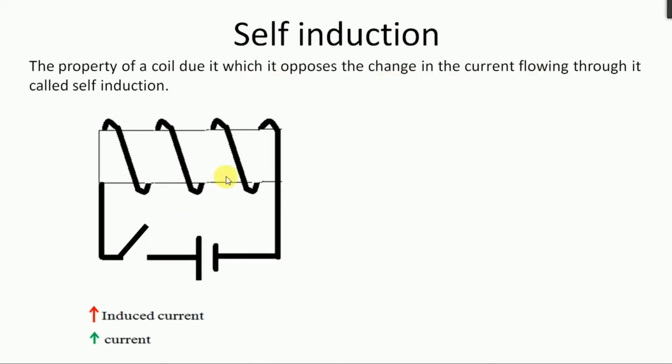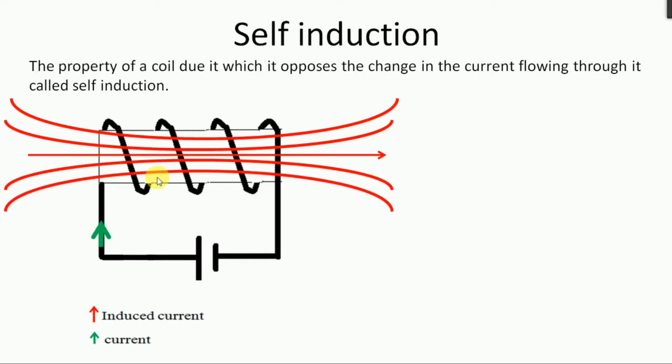As you can see out here we have a coil or solenoid, or we can say even an inductor. Another name for solenoid is inductor. Right now there is no magnetic field, so when I switch this on, the current will flow and a magnetic field will be produced. Now you can see there is a change in magnetic flux. Previously there was no magnetic field, now there is. So due to this change in magnetic flux an induced current will be produced.